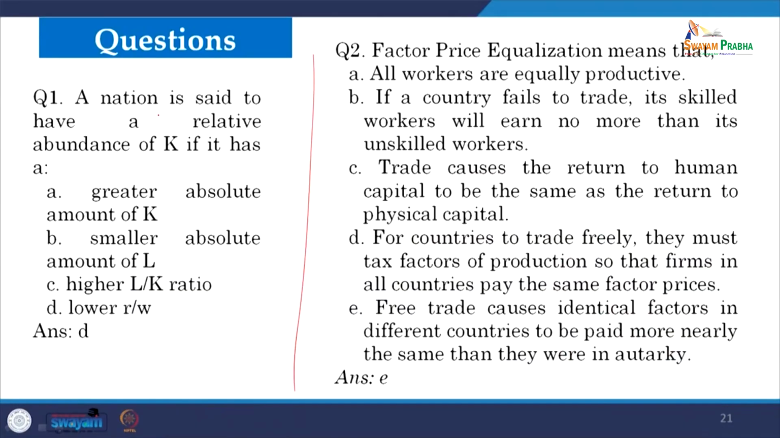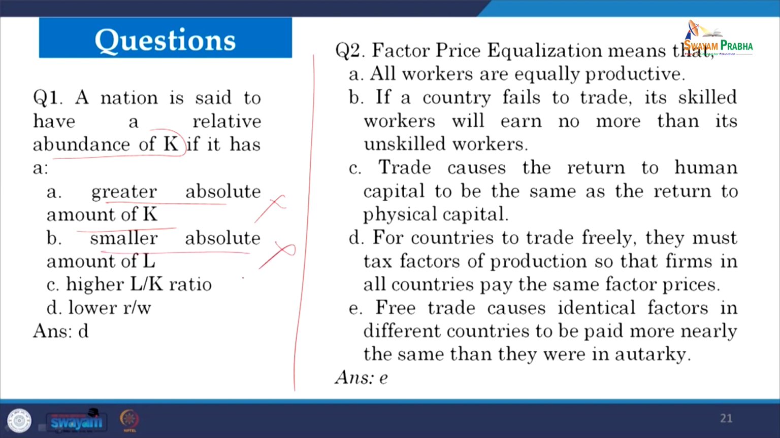A nation is said to have a relative abundance of capital if it has what? Out of 4 options, greater absolute amount of K, I do not think this is right. We have already said it has to be relatively abundant. Smaller absolute, this cannot be right.